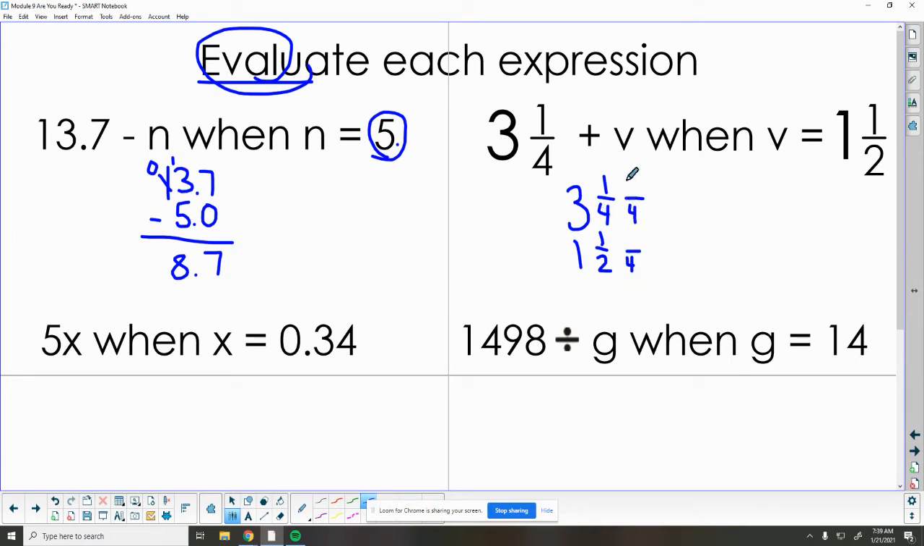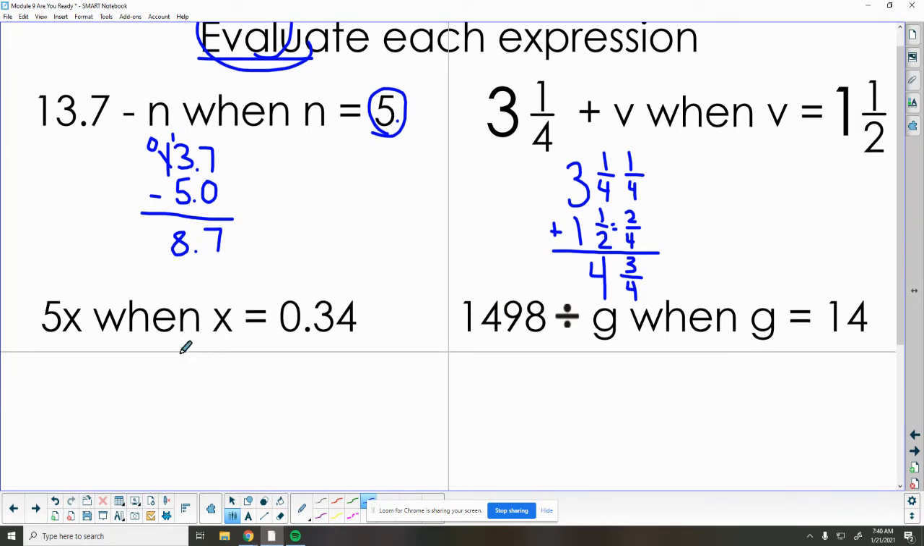So this one stays the same. We need to make an equivalent fraction here. How do we get from 2 to 4? Times by 2. So we need to do the same thing on the top. 1 times 2. So we have 2/4 and 1/4. When we add those together, 1 plus 2, we now have 3 pieces out of 4. And 3 plus 1 is 4. So 3 and 1/4 plus v, when v is 1.5, equals 4 and 3/4.